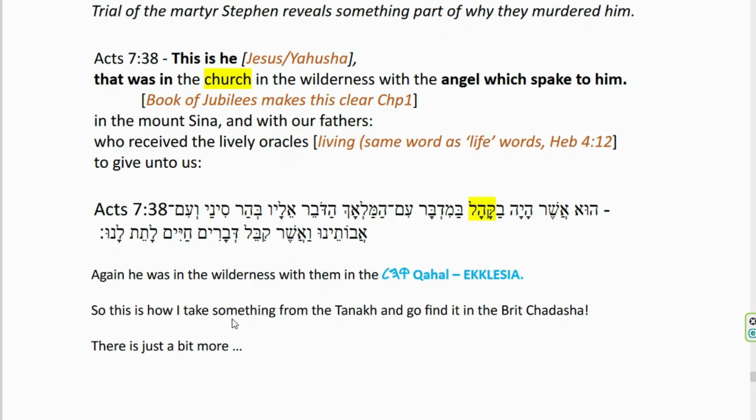So this is how I take something from the Tanakh, and I can go back and find it in, you won't necessarily see this all the time in the Greek. I go from Hebrew to Hebrew to help me keep my research clear. So there's just a bit more.